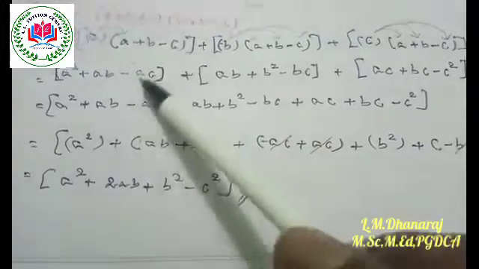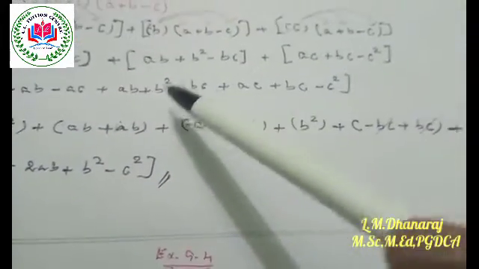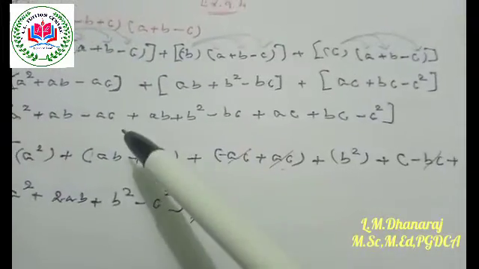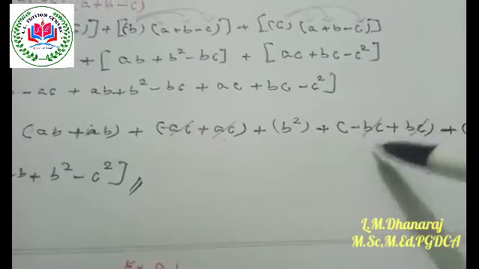A square plus ab minus ac, ab plus b square minus bc, plus ac plus bc minus c square. Now there is only one a square term, and plus ab and one more ab is here. Okay, let us group it. And minus ac, then another plus ac, we have to group it. Then only one b square term is there. Then there are two bc terms. One is minus bc, the other one is plus bc.